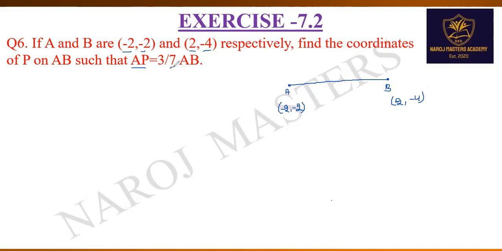Now if you divide this line such that AP, from A to P, where point P is somewhere here in between, is equal to 3/7 of AB. So total length is 7. So AP by AB is equal to 3/7. So if AB is 7 units, what is AP? AP is 3 units. Total is 7, so what is P to B? 4 units. So this is in the ratio 3:4. So 3:4 is the ratio, m1 is to m2.